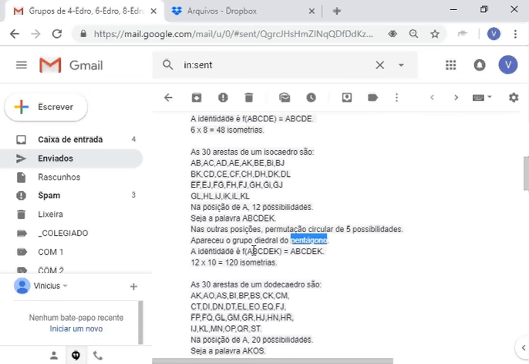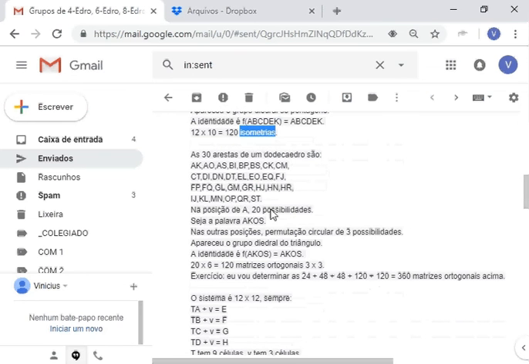The identity transforms x to x for all x. 12 times 10, the order of the dihedral group of 5. 12 times 10, 120 isometries.